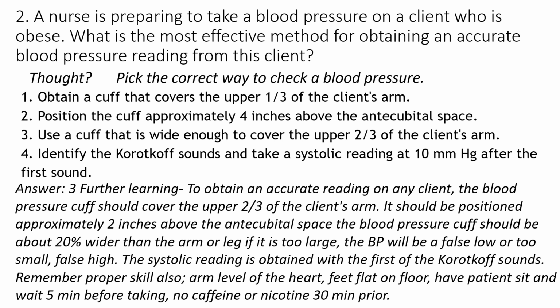there's a lot here, so it's a good one we would take a screenshot of. To obtain an accurate reading on any client, the blood pressure cuff should cover the upper 2/3 of the client's arm. It should be positioned 2 inches above the antecubital space, not 4 inches. And it should be about 20% wider than the arm or the leg, because sometimes we can take blood pressure on the leg if we can't use the arms. If the cuff is too large, the blood pressure will be a false low, or if the cuff is too small, it'll give us a false high.